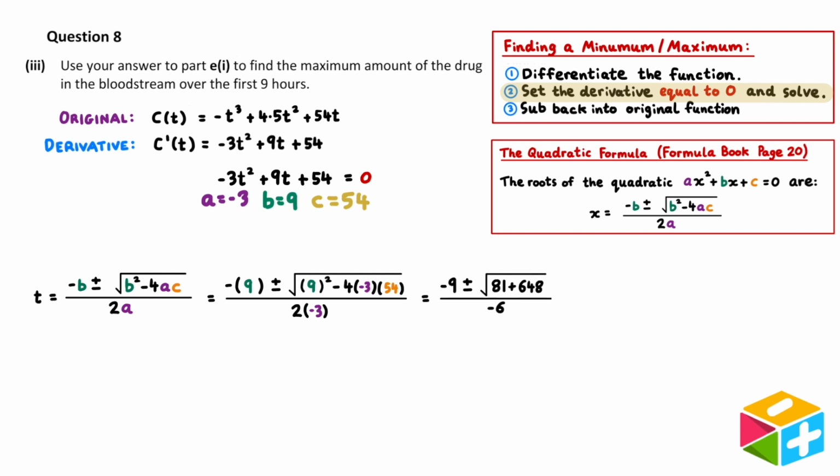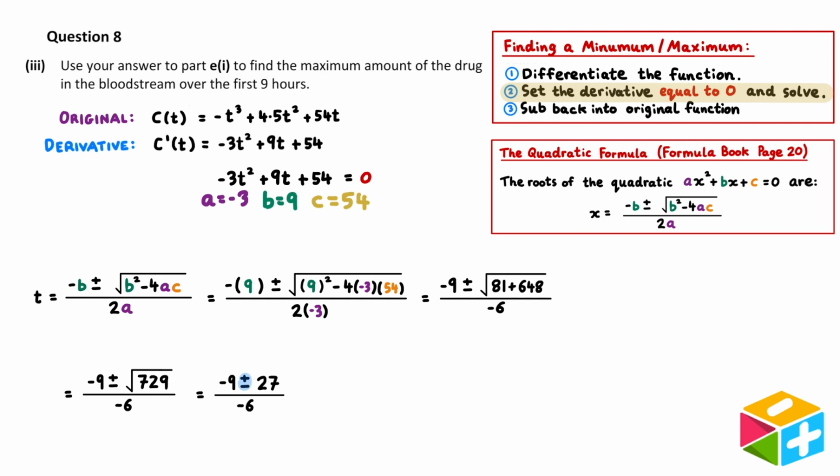We can simplify things a bit here. 9 squared is equal to 81. Minus 4 times minus 3 times 54 is plus 648. And 2 times minus 3 is minus 6. Under the square root, 81 plus 648 gives us 729. As it turns out, if we type root 729 into our calculator, we get a nice whole number. It's 27.